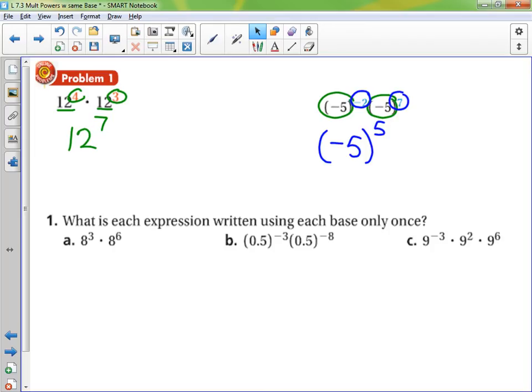Here are 3 more problems that you can try on your own. Hit the pause button and try them, and then resume when you're finished.